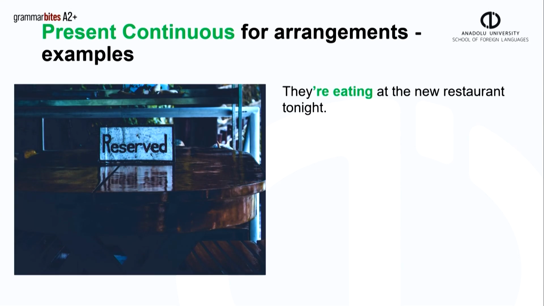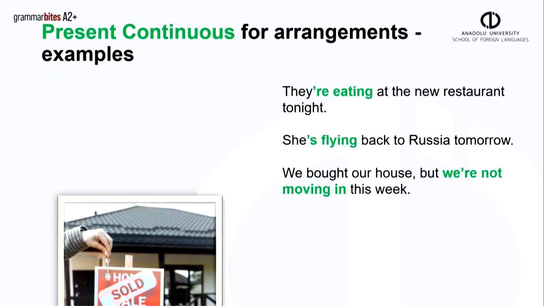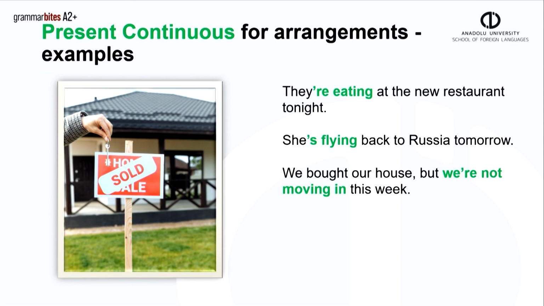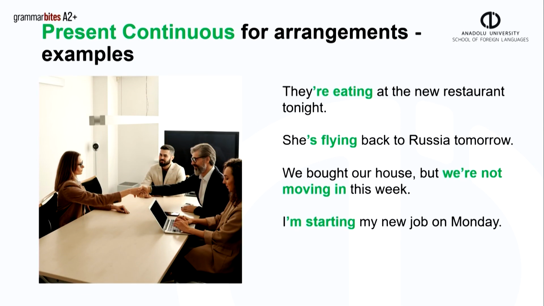They're eating at the new restaurant tonight. She's flying back to Russia tomorrow. We bought our house, but we're not moving in this week. I'm starting my new job on Monday. As you see, we make this the same way as when we make sentences about things that are happening now. We use am, is, are plus verb ing.